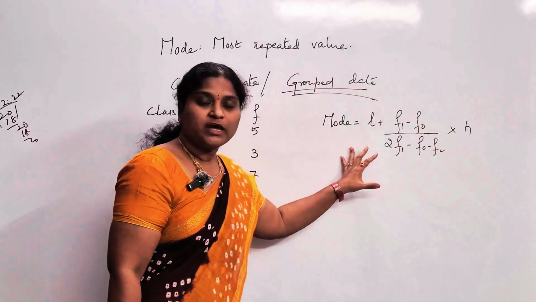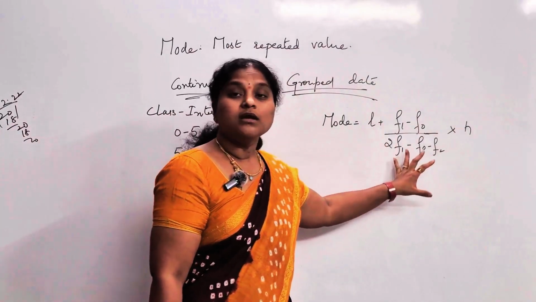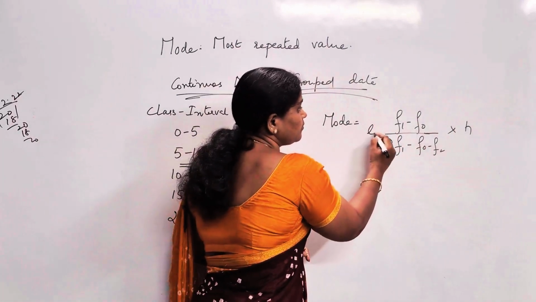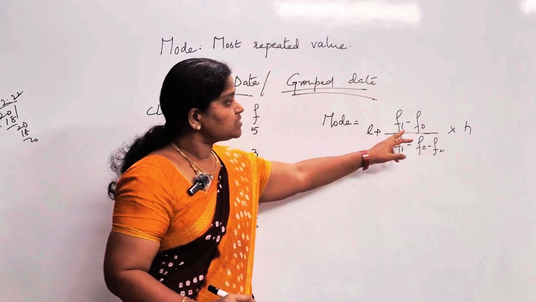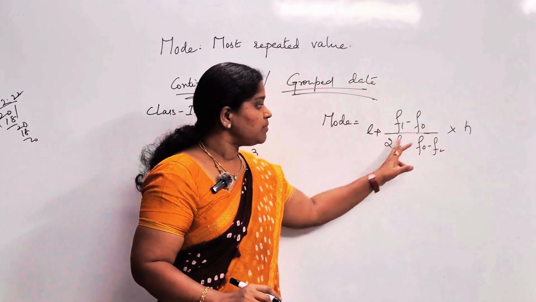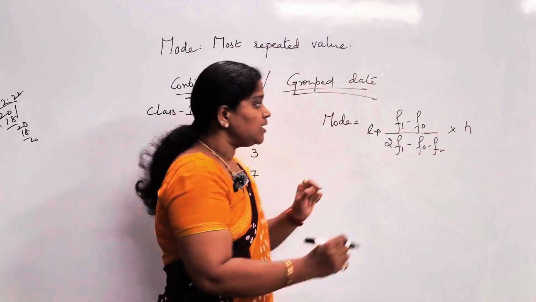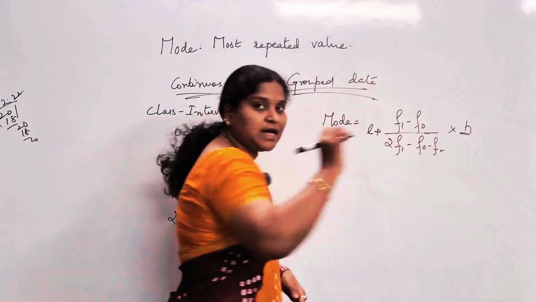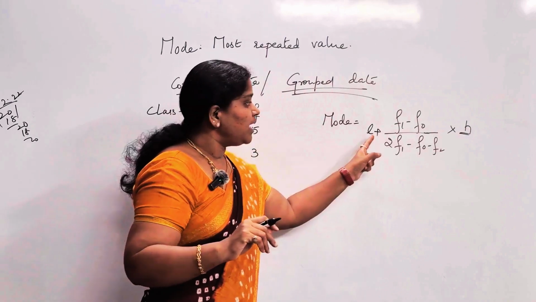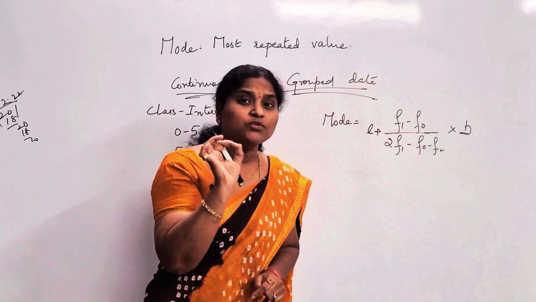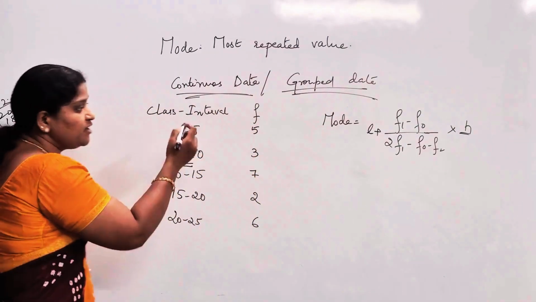The formula to find out mode using continuous data will be L plus F1 minus F0 divided by 2 F1 minus F0 minus F2 into H. Here, H is the class width, we already know. L is the lower limit of the modal class. But what is modal class?